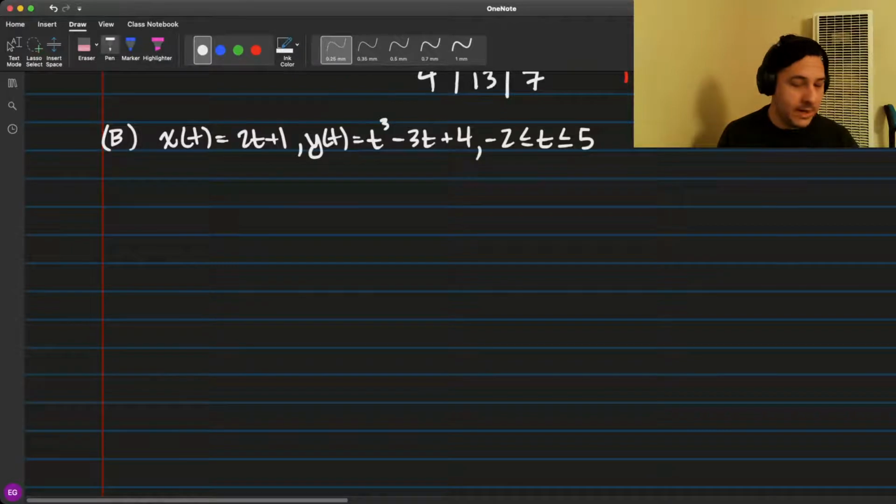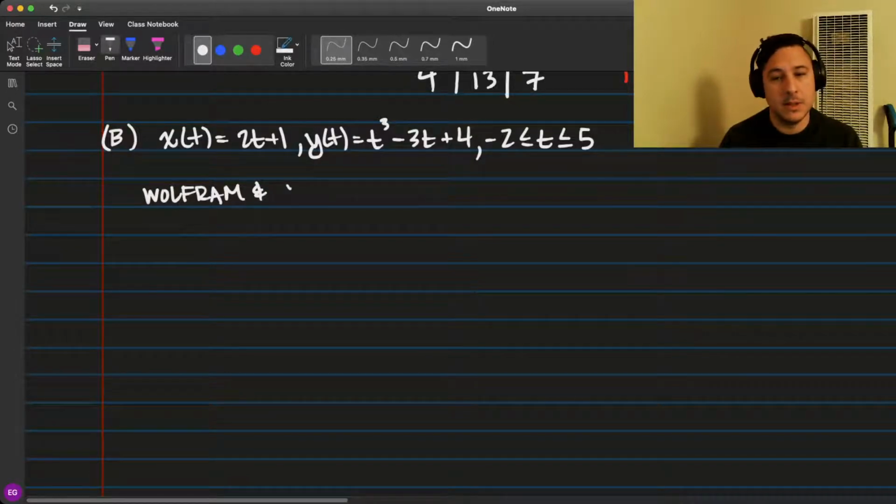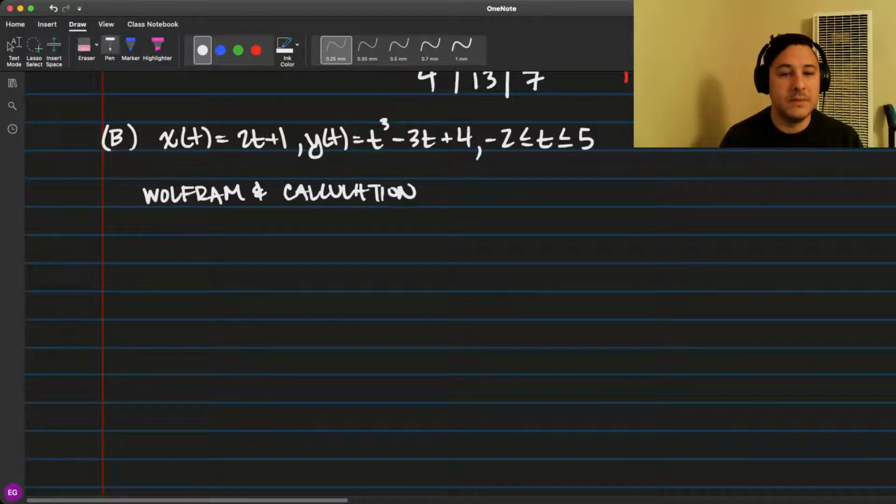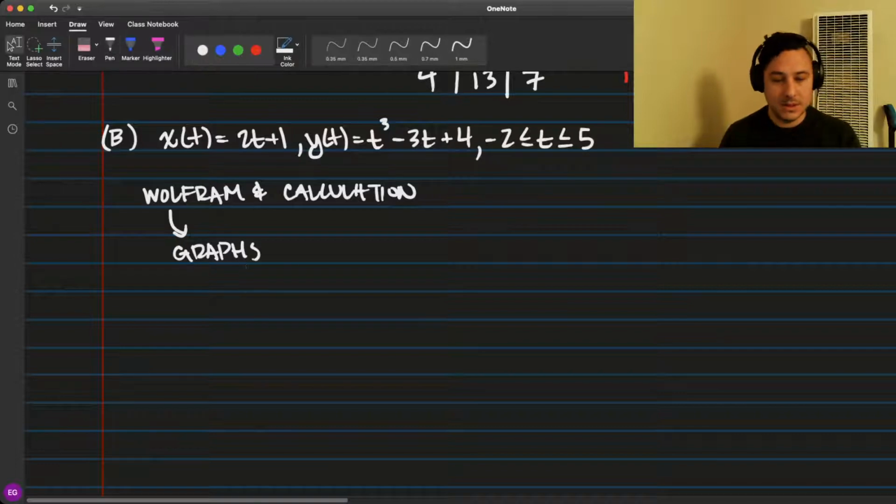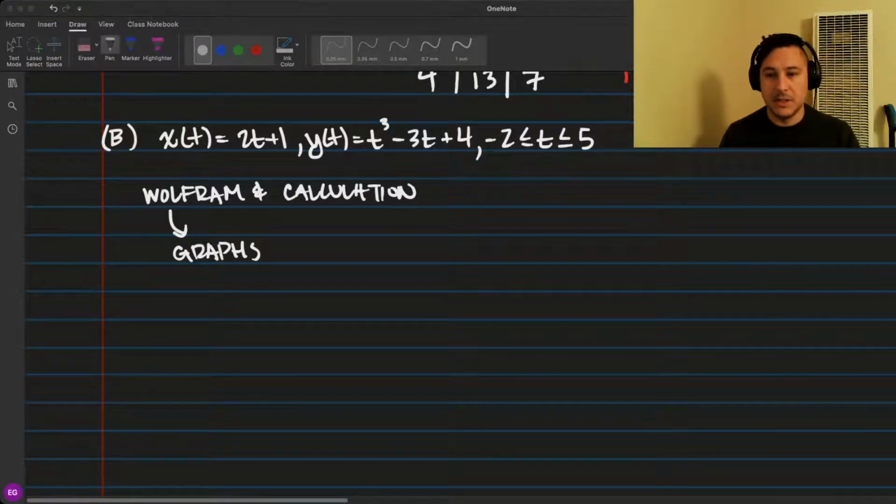Okay, so normally when I would do these problems, I would use Wolfram for the graphs and calculations. So what I recommend is that you use Wolfram to do the graphs. Does that make sense to everyone? Okay, so I'm going to open up Wolfram really quickly. Let me share my Wolfram screen.